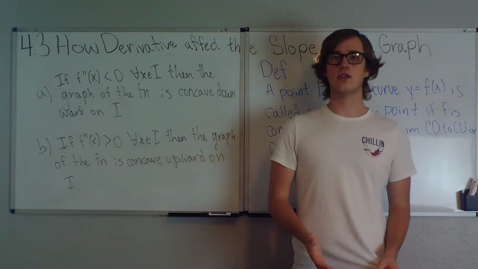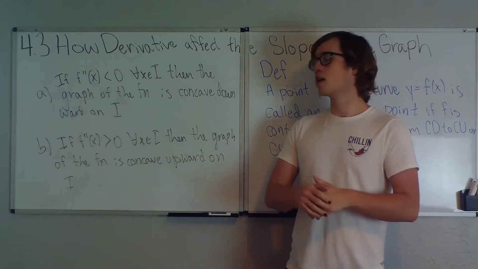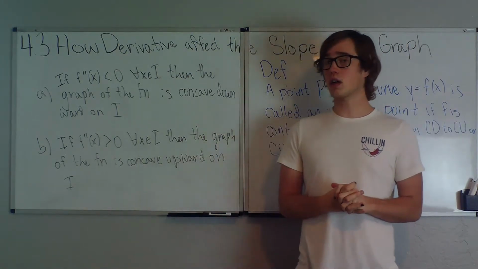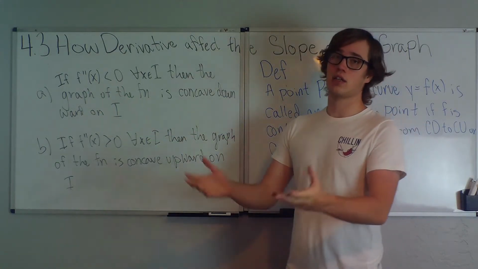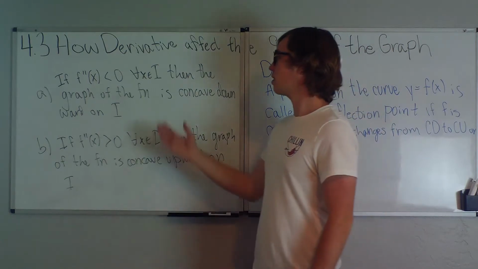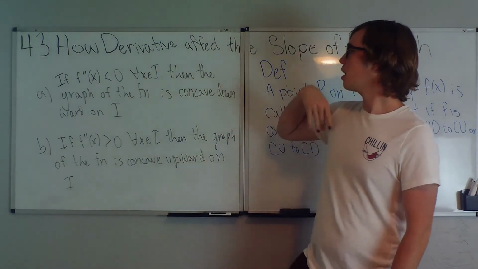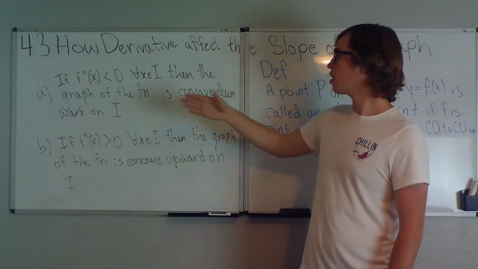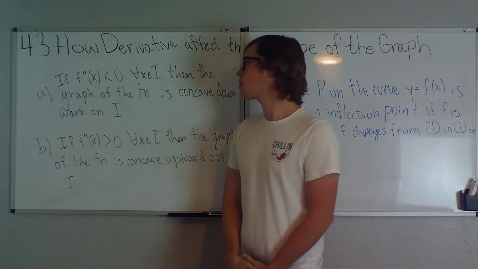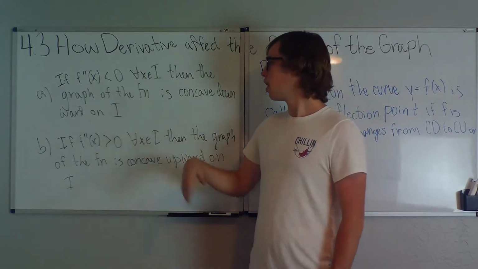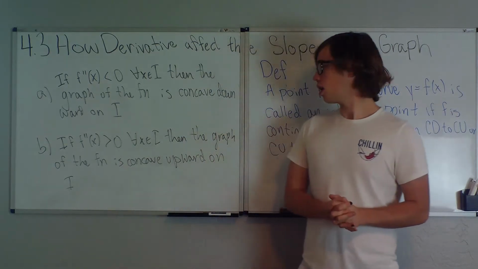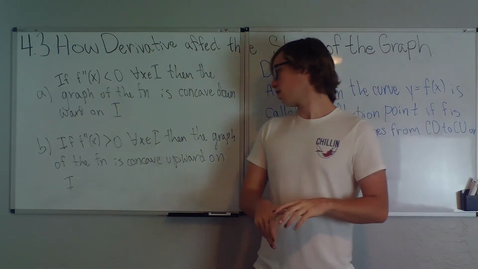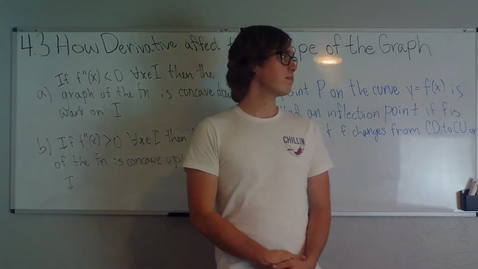We can use our second derivative to find where the graph is concave upward and concave downward. This states if f double prime of x, the second derivative of f, is less than 0 for every x in the interval I, then the graph of the function is concave downward on the interval I. If f double prime of x is greater than 0 for every x in I, then the graph of the function is concave upward everywhere on I. Right?